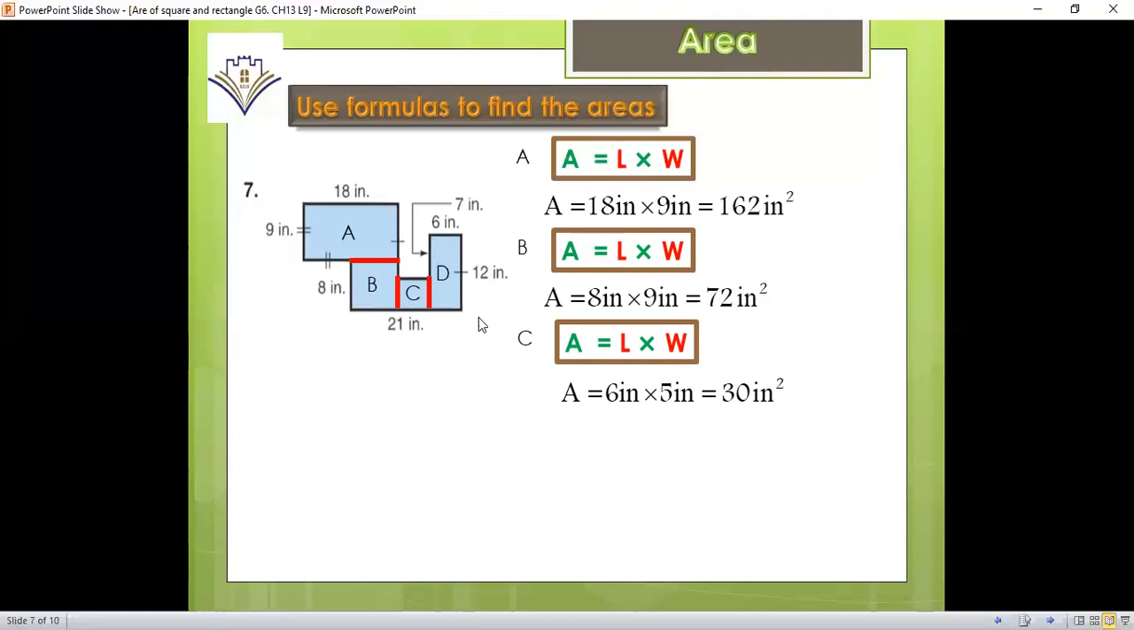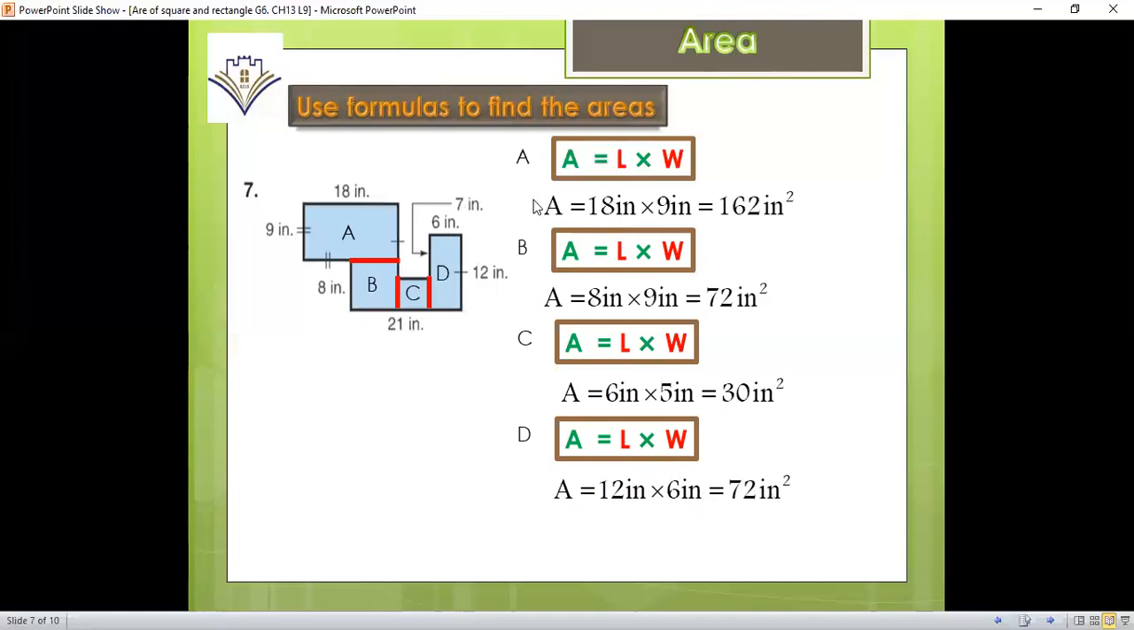Look at the last part here, D. It's very easy. We have length and width, 12 inches and 6. It's also a rectangle. Length multiply width is 12 multiply 6 equals 72 square inches.